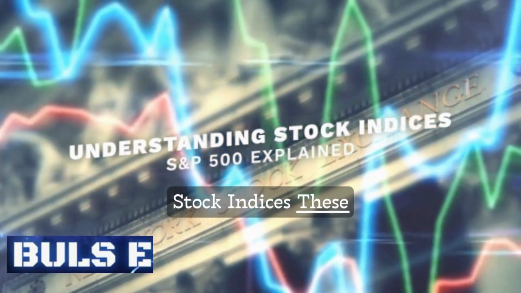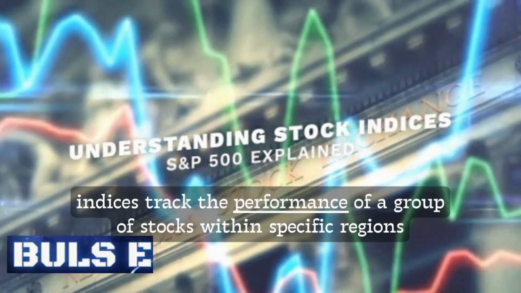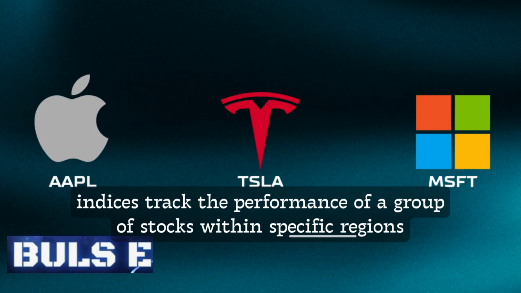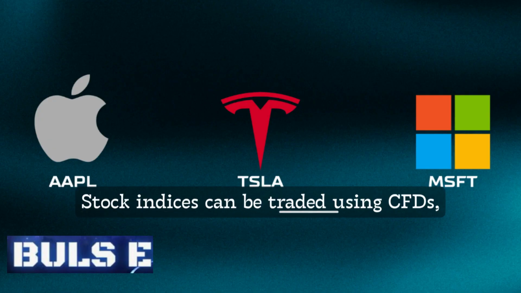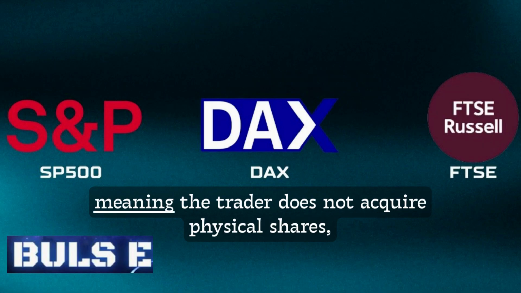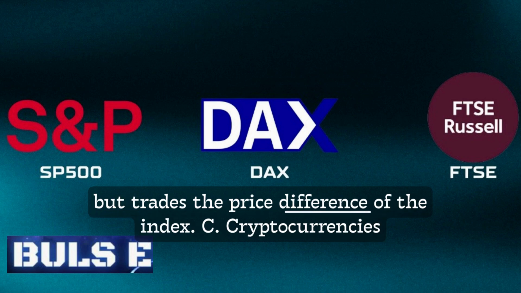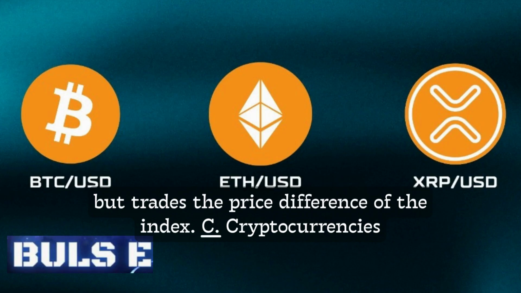Stock indices. These indices track the performance of a group of stocks within specific regions or industries, such as S&P 500. Stock indices can be traded using CFDs, meaning the trader does not acquire physical shares but trades the price difference of the index.